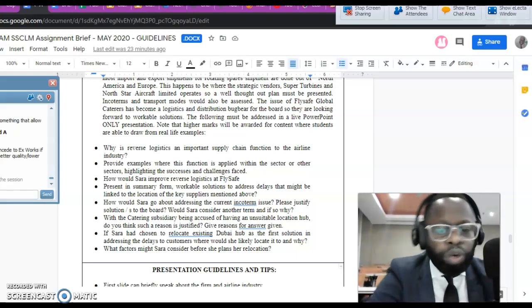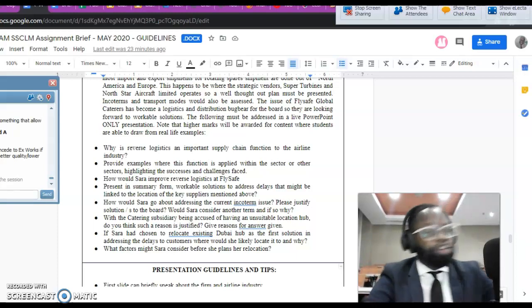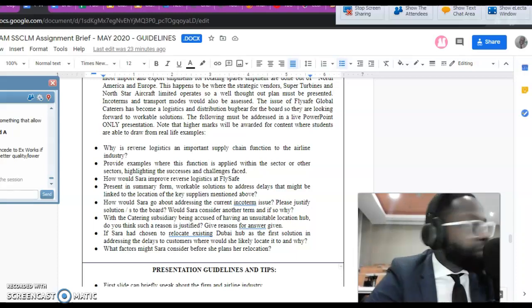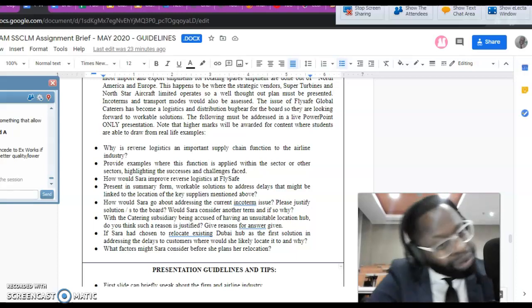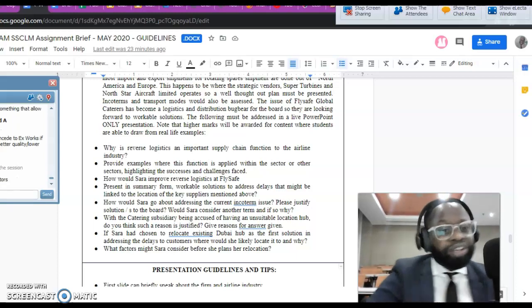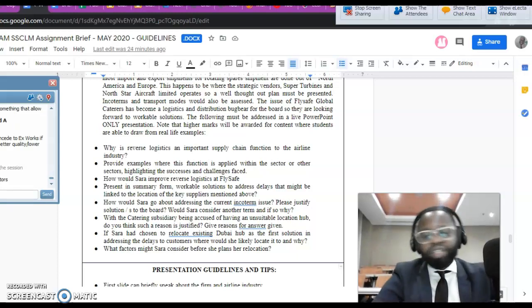Another issue is this. What factors should Sarah consider before she plans on relocating? If you're relocating, you need to consider cost. You need to consider manpower and all this. It's not so easy. Very good. Excellent. You need to consider internal and external factors, and you can go into detail with those points.